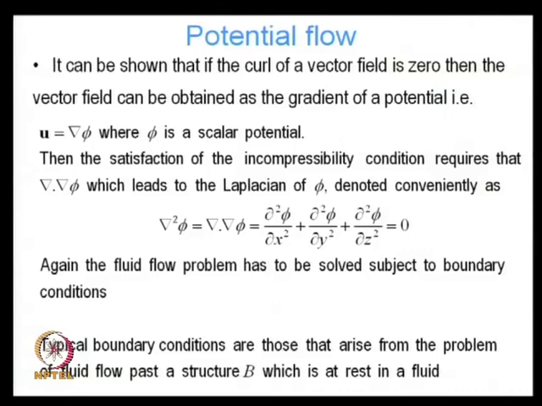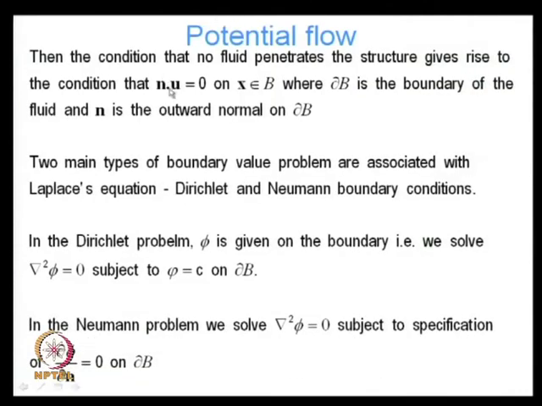The boundary condition is just that n dotted with u is equal to 0 for all x belonging to del B. Del B is the boundary of the fluid, and n is the outward normal on del B. So, I have this little rock sitting there, and I have fluid flowing past that rock, and I denote the surface of that rock as del B.